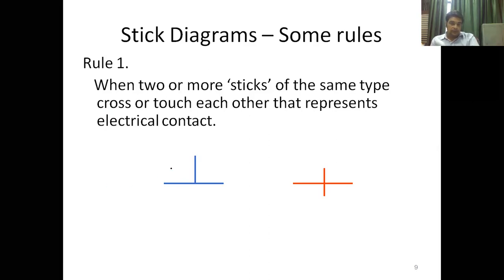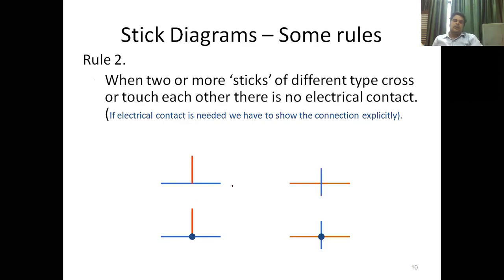So there would be an electrical contact here and there would also be an electrical contact here. So we don't need to make an extra contact. Okay. So this is already understood. This is the first rule that comes. Now second rule. When two or more sticks of different types cross each other.